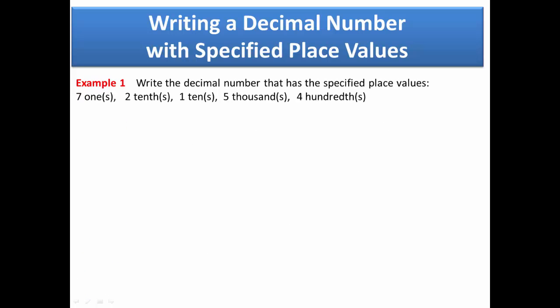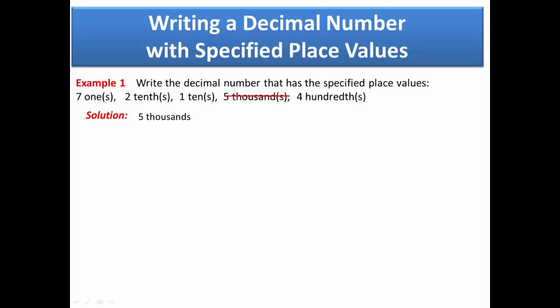In this section, we will be writing a decimal number with specified place values. We will look at 2 examples. First, we will write the decimal number that has the specified place values 7 ones, 2 tenths, 1 ten, 5 thousands, and 4 hundredths. We will start the process with listing the specified place values from the largest to the smallest of the whole part of the decimal number. The largest place value we have listed here is the thousands place, and we have 5 thousands.